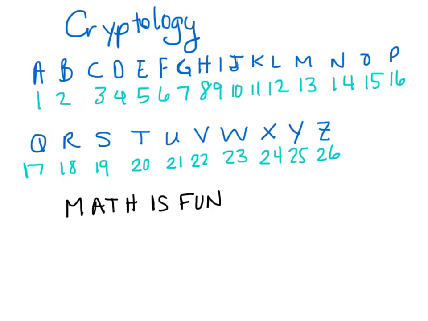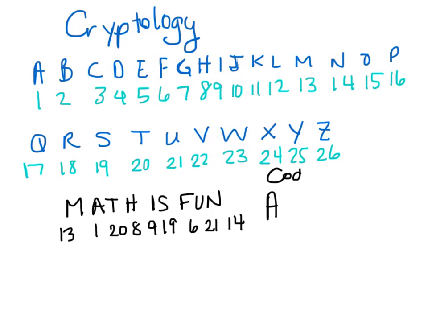But the M, of course, is a 13. The A is a 1. The T is a 20. The H is an 8. The I is a 9. The S is a 19. The F is a 6, the U is a 21, and the N is a 14. Okay, simplest code. Almost anybody could break that code. So what you do is you jumble up all the letters using a matrix. So this will be our coding matrix.